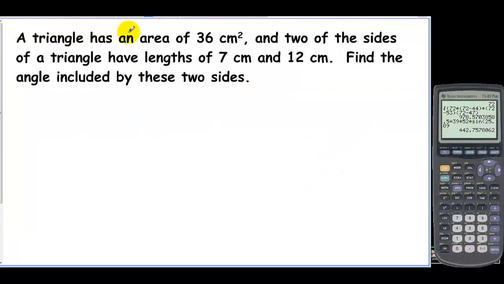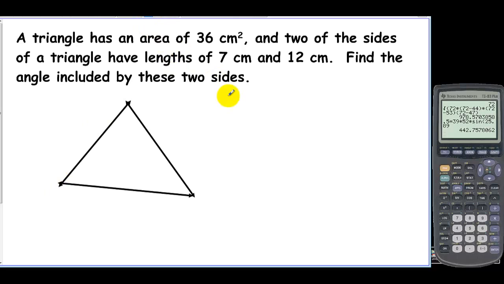The triangle has an area of 36 centimeters squared, and two of the sides of a triangle have lengths of 7 centimeters and 12 centimeters. Find the angle included by these two sides. So let's draw a triangle. And we're told that the whole area is 36. So 36 is the area. That'll be 1/2. And then if this side is 7 and this side is 12, they want the included angle right there. So 1/2 times 7 times 12, and then sine times just whatever the angle is, sine of theta.